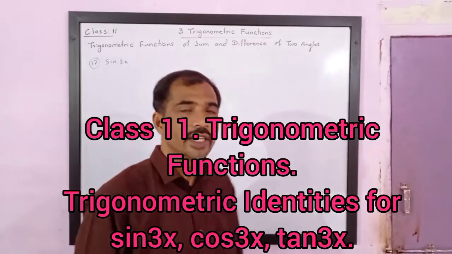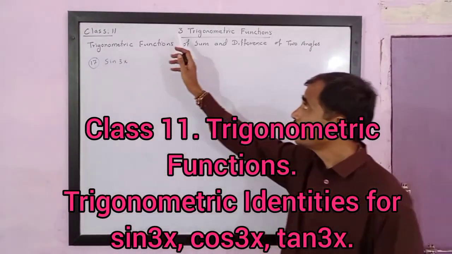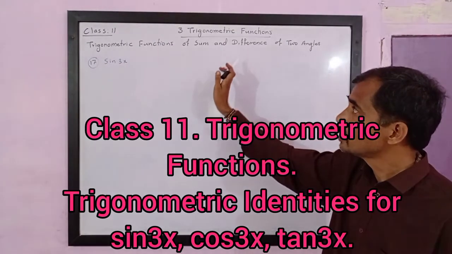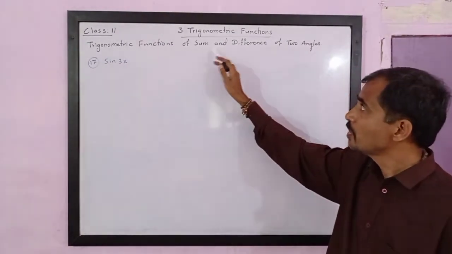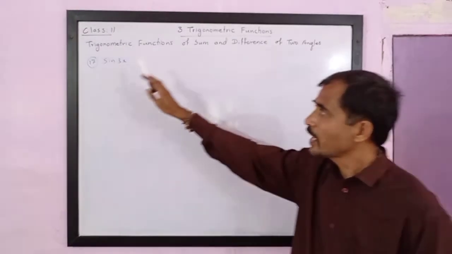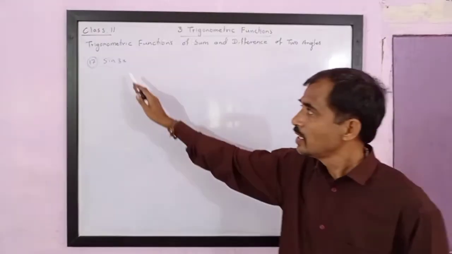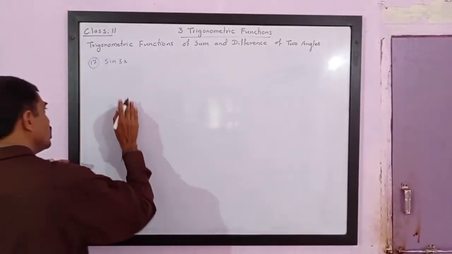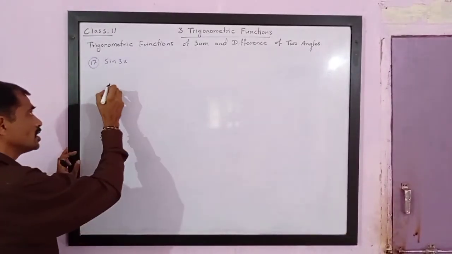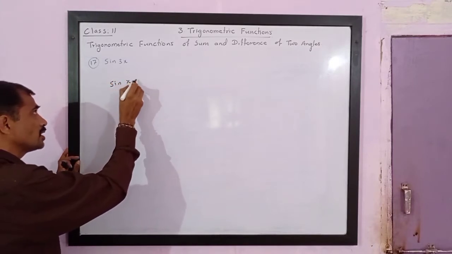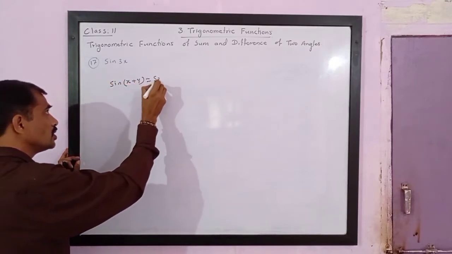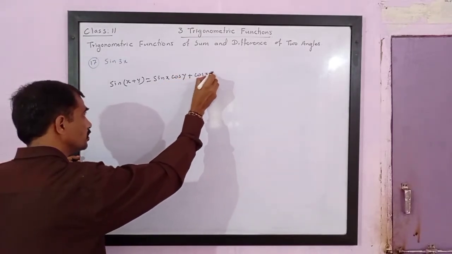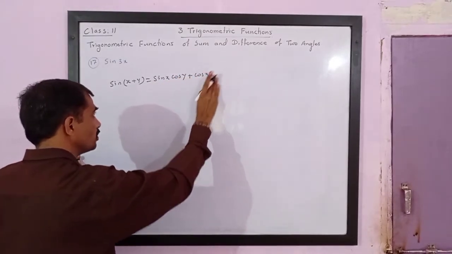Dear friends, in class 11, we are studying the third chapter, trigonometric functions, and the topic that we are studying is trigonometric functions of sum and difference of two angles. Next angle is sine of 3x, that is 3 times a certain angle. We are going to use the same method for this also. So we have the identity sine of x plus y is equal to sine x cos y plus cos x sin y.